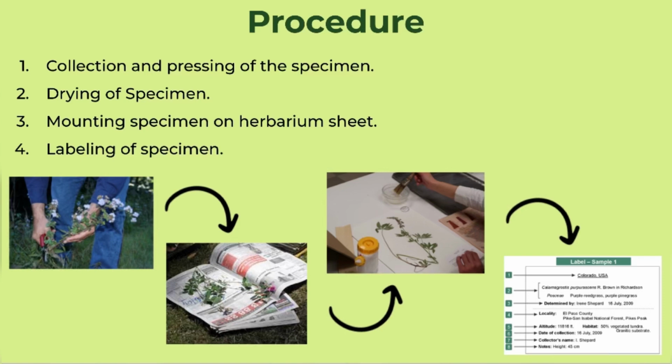In the third step, well-pressed and dried up specimens are mounted on herbarium sheets with the help of gum or Fevicol containing 1% HgCl2. In the fourth step, you have to label your herbarium specimen at the right side of the sheet's lower corner once the specimen have been fixed on the sheet.